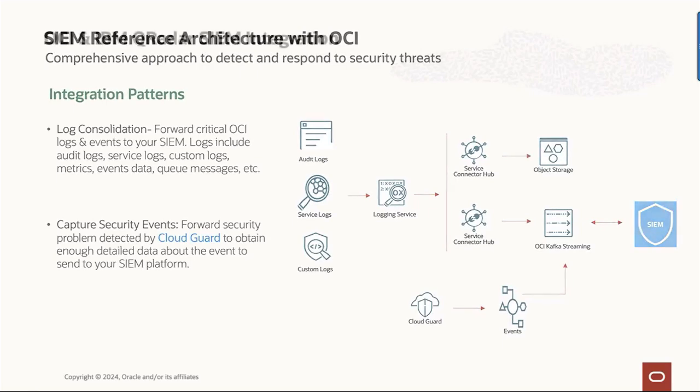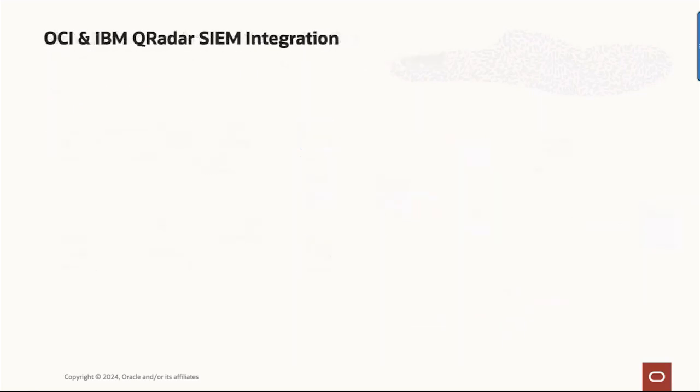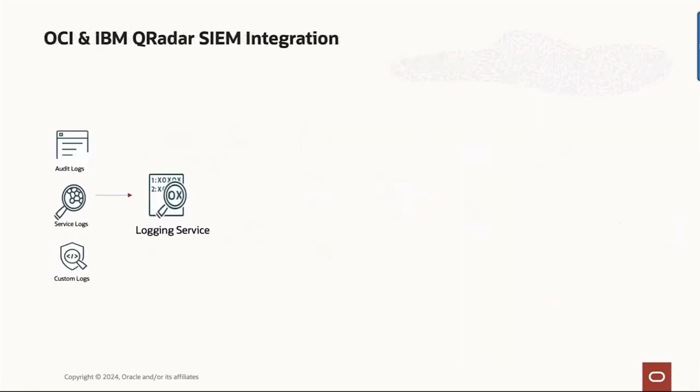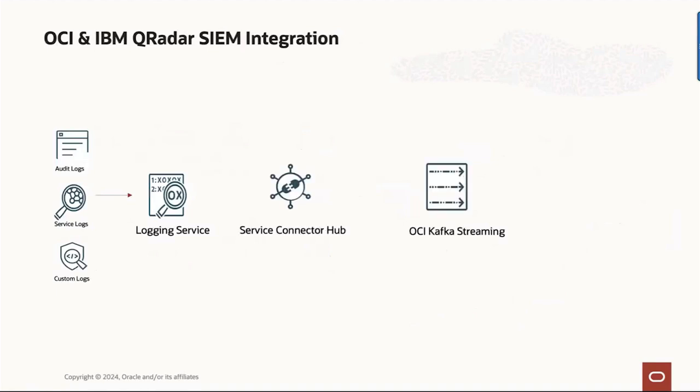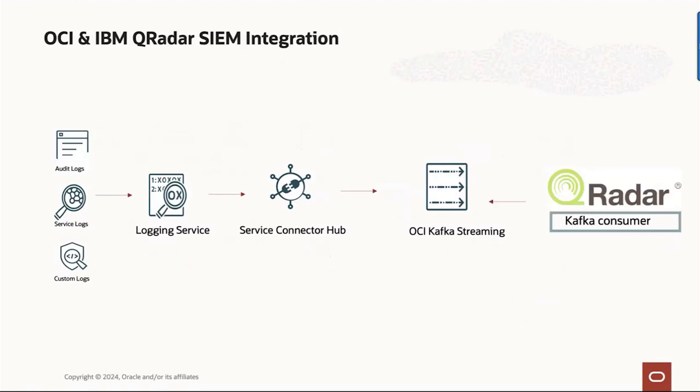Now for this demo, we are going to show the integration between a SIEM, IBM Curator, and OCI. But again, the approach is still the same, right? You have Service Connector Hub in the middle. The data will be pulled from the logging service and pushed to Kafka. From there, we have the Curator, right? Curator will be reaching out to Kafka streaming and pulling all the logs into the SIEM system. So let's dive into the demo now.